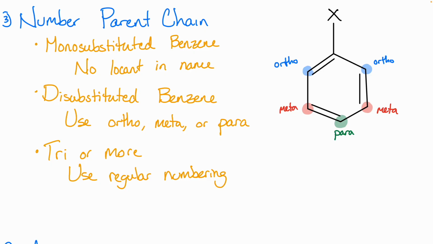All right, ortho, meta, para, it doesn't make sense if there's greater than 2 substituents on this ring. It's specifically for 2 substituents to tell you how far apart they're located on this ring. Right? If you had 3 chloro groups, then you're just going to go to your regular numbering just like you did with cyclohexane.